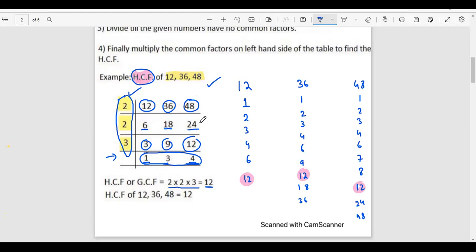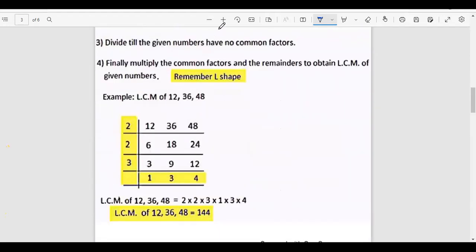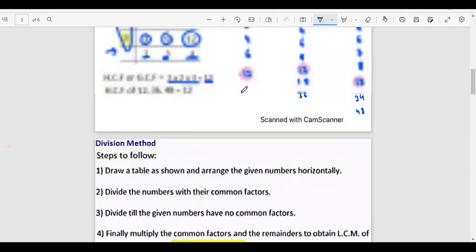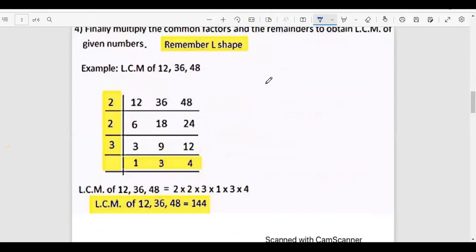Acha, are we good with HCF? Yes, ma'am. Okay, very good. Acha. Okay, now we have this LCM. Okay, of again the numbers are same. Very good. Now we have the same numbers. We have 12, 36, and 48, and now you're looking for the least common multiple. Acha, we'll talk about this method जो भी हमने ऊपर किया था later on. For now let's just talk about this method.